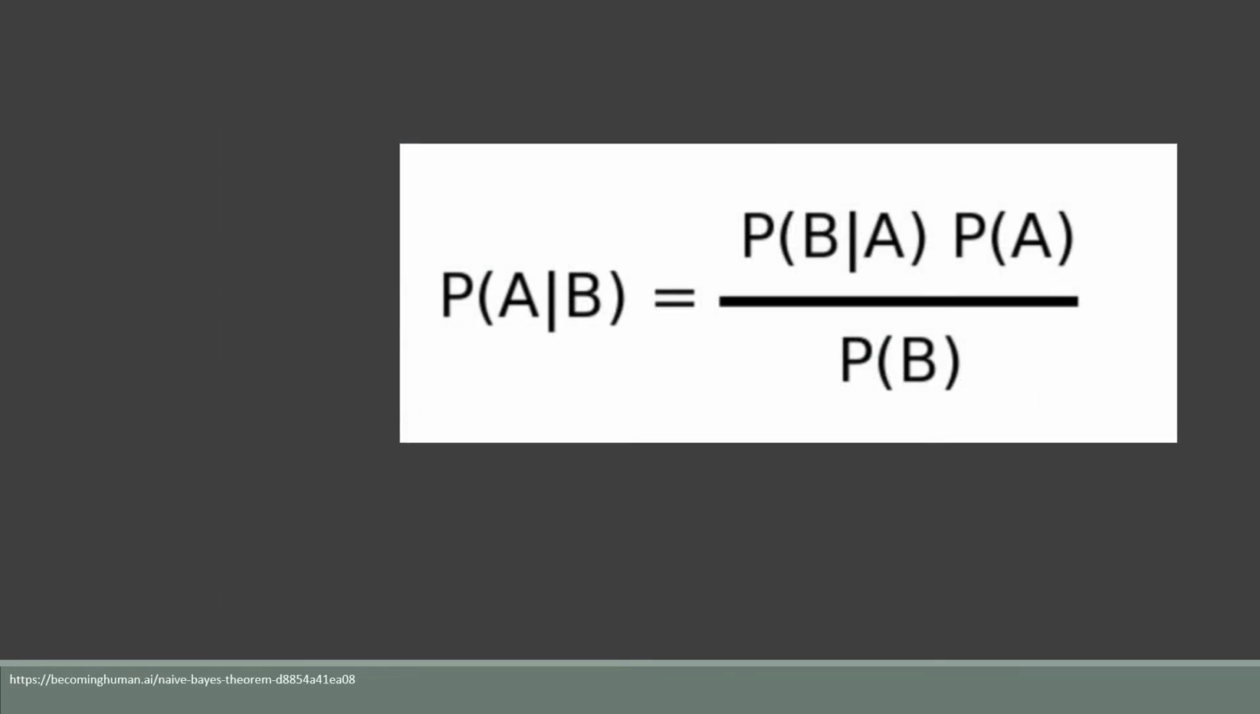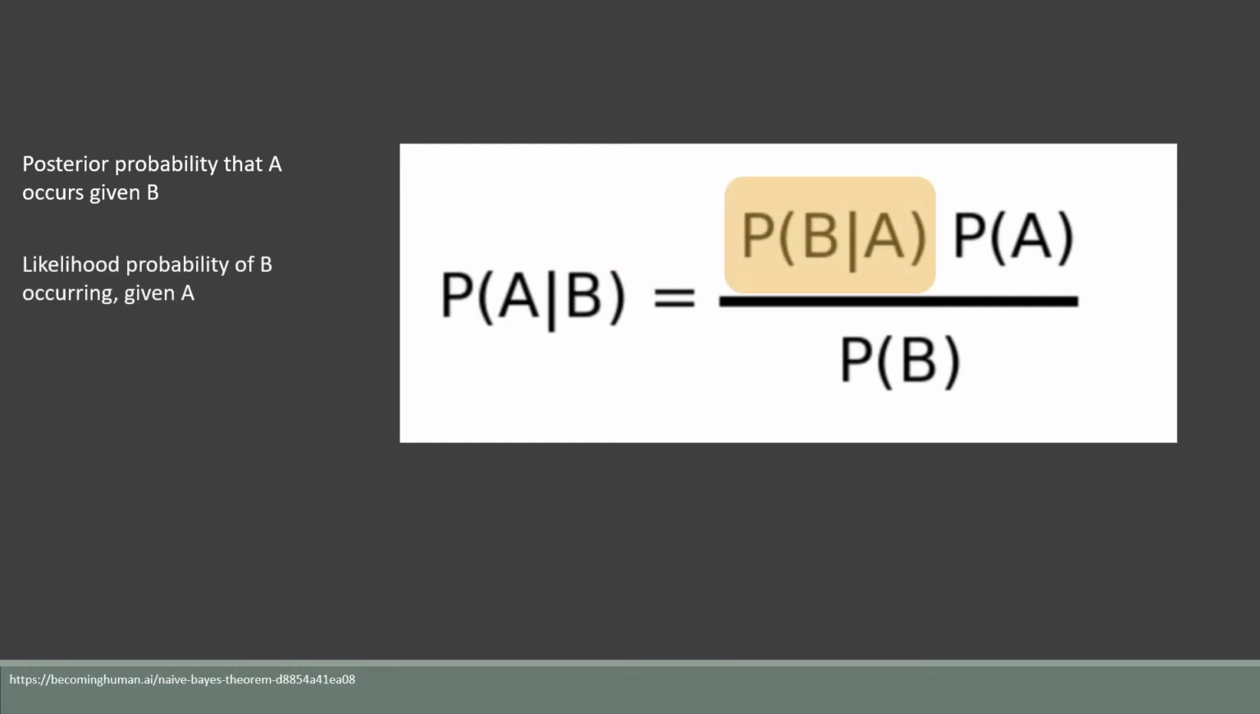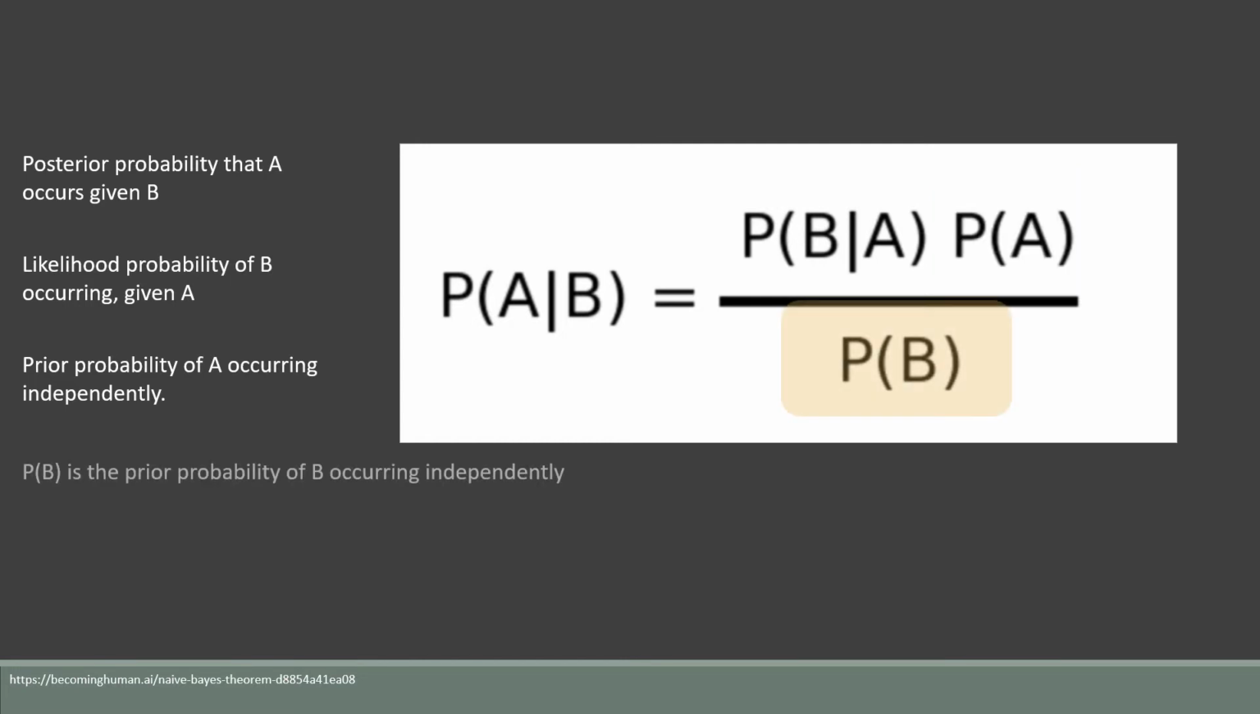We use naive Bayes data mining to aggregate data from individual diagnoses to overall risk for diabetes. This is known as posterior probability, that A occurs given B. This is the likelihood probability of B occurring given A. This is the prior probability of A occurring independently. This is the prior probability of B occurring independently.